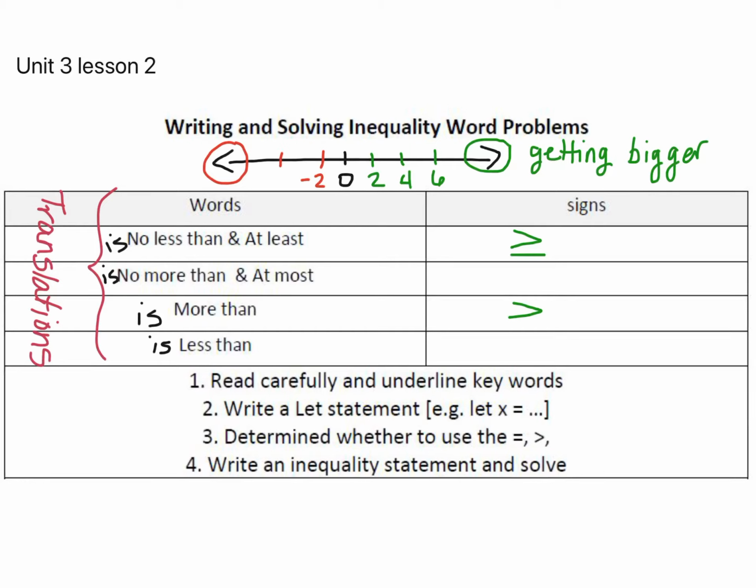So -2, -4. They're getting smaller. Below, the words that would indicate to me that it's getting smaller would be is no more than or is at most. Okay, and that would be the less than or equal to. And then the other option is less than.